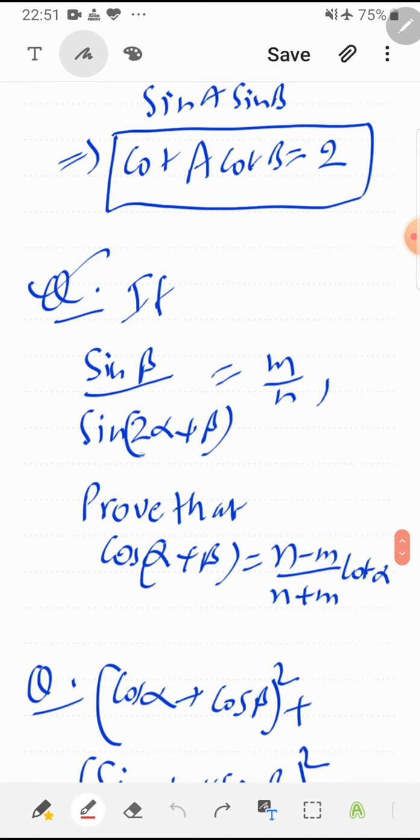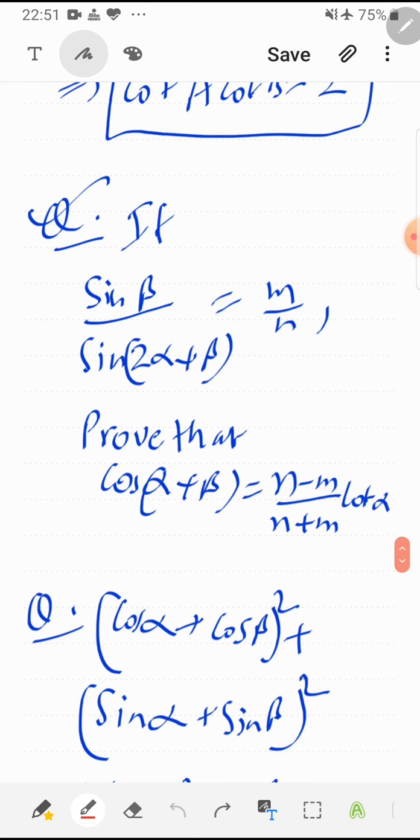Sin beta upon sin of 2 alpha plus beta is equal to m by n. We have to prove that cos of alpha plus beta is equal to n minus m upon n plus m into cot alpha. So applying componendo and dividendo, you can obtain this.